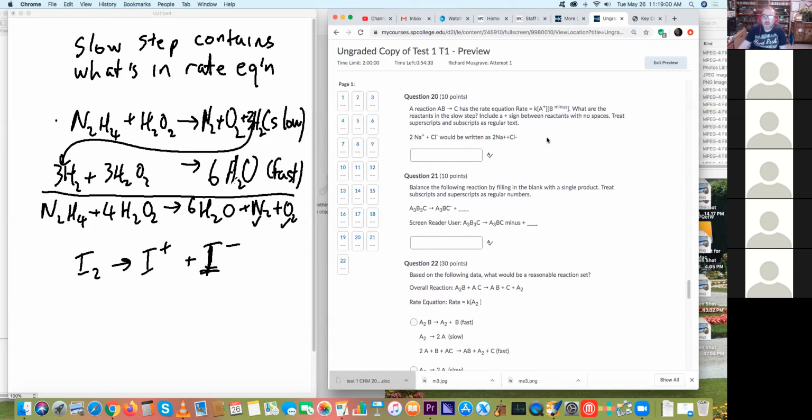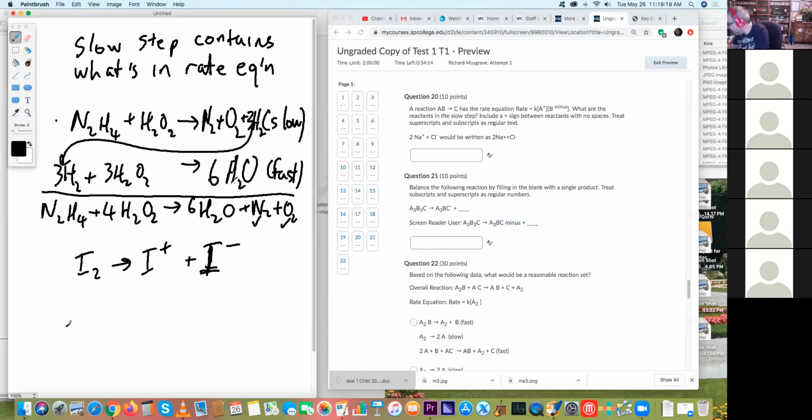Okay, number 20. A reaction A, B gives C, has the rate equation given. What are the species in the slow step? Well, the species in the slow step are always just going to be whatever's in the rate equation. It's a pretty simple problem. So the way I'd put it would be A plus B minus. That's what you'd put in as your answer. Any questions about number 20? Whatever's in that rate equation is the only thing that goes in as reactants in the slow step.